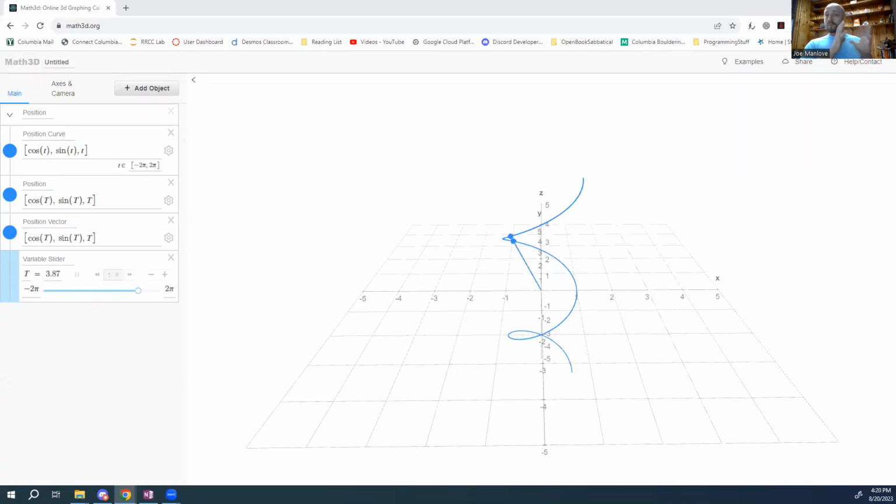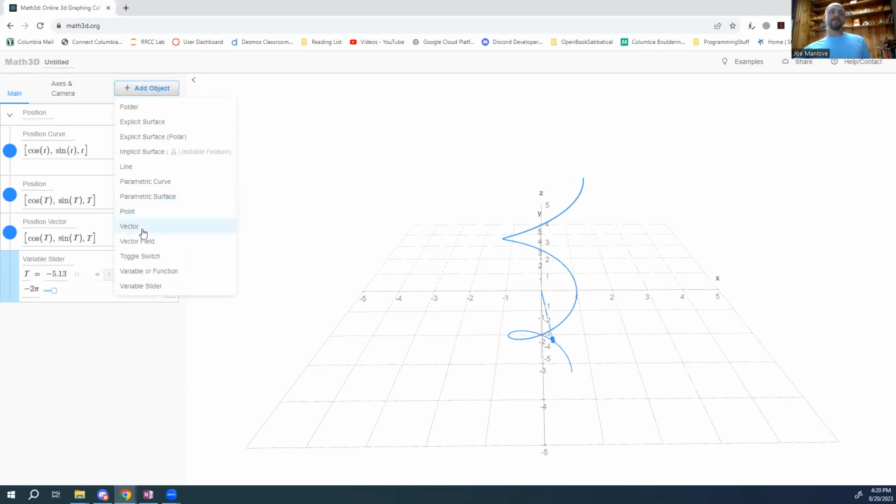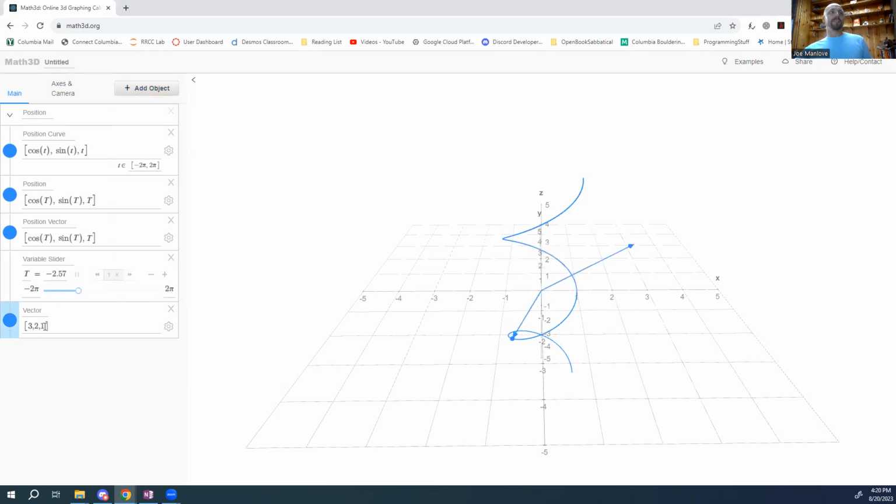Now that I've got my position stuff covered, next I'm going to add the velocity. First things first, I'm going to add a vector, and this vector is going to be my velocity. So I'm going to turn my velocity vector red. Okay, so now I need to know how to differentiate. When I'm differentiating a position curve, I'm looking at this position curve up here, and I'm just going to differentiate all of that.